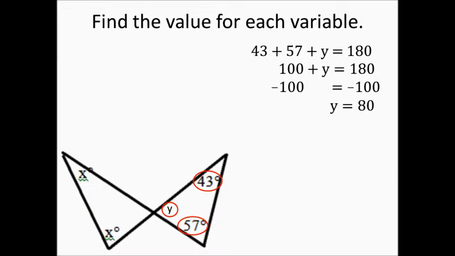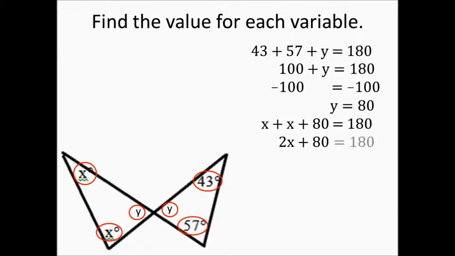Next, due to the definition of vertical angles, we know that y is also in the left triangle. And again, we found that y is equal to 80 degrees. So the sum of the left triangle is x plus x plus y, which is 80 degrees, is equal to 180. The rest becomes algebra in order to find the value of x. x plus x is 2x. We bring down the 80, and we set it equal to 180 again.